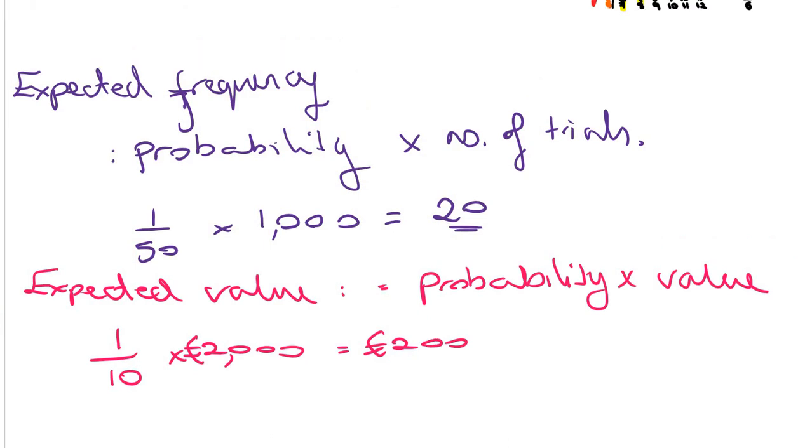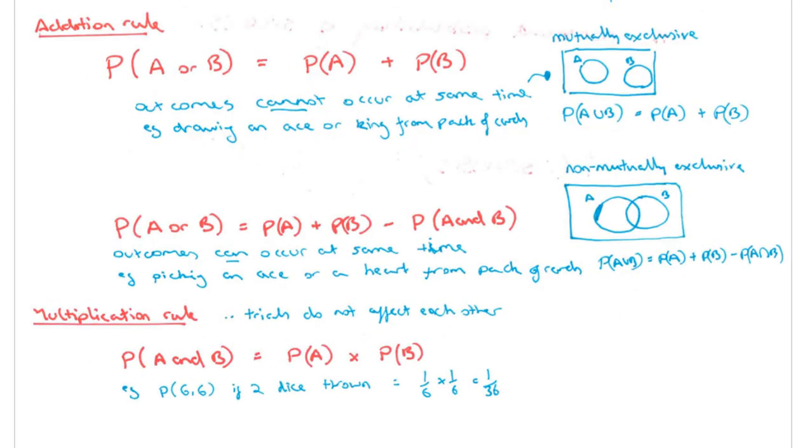So now what I'm going to start to talk about is multiple events, mutually exclusive events and non-mutually exclusive events. There are a couple of rules that we need to remember. The first rule I'm going to look at is called the addition rule. If you've got 2 events and you want to know the probability of one event or the other event happening, then all you need to do is add the 2 probabilities together. That is the case for mutually exclusive events, that is, the events cannot occur at the same time.